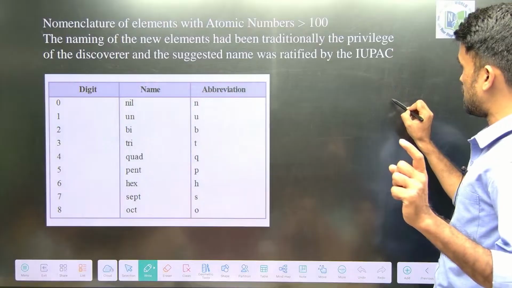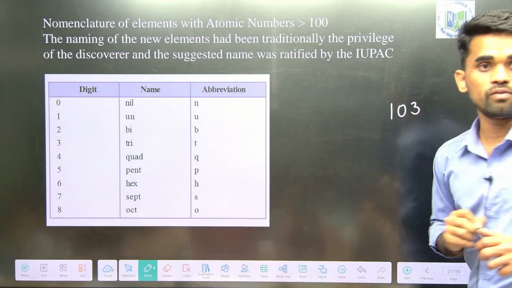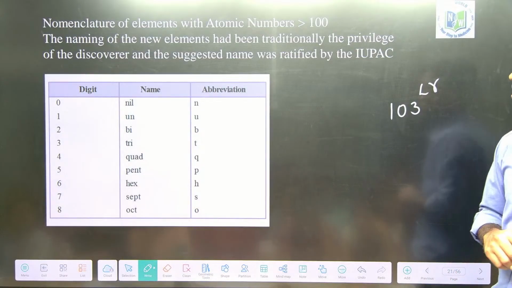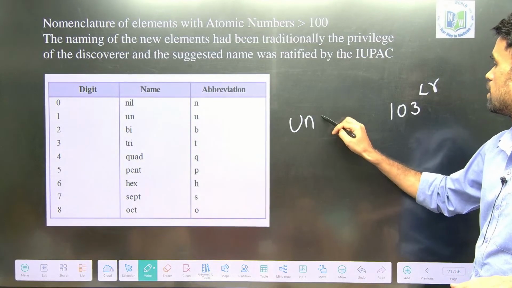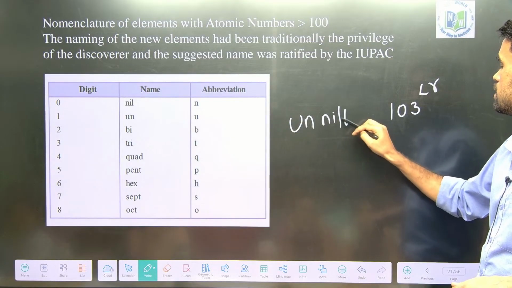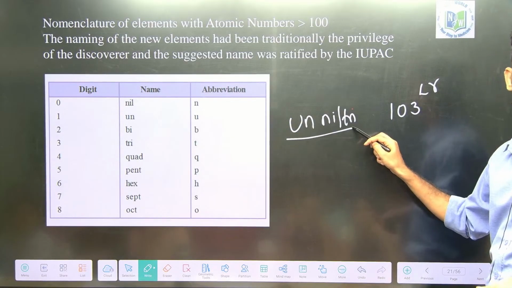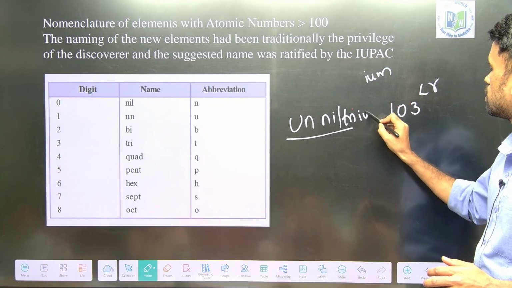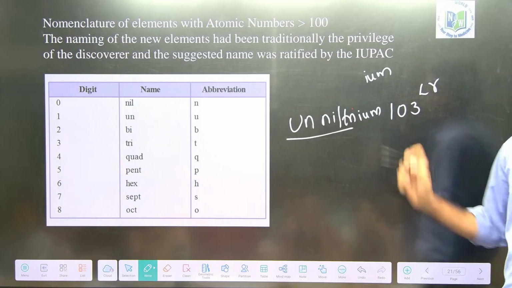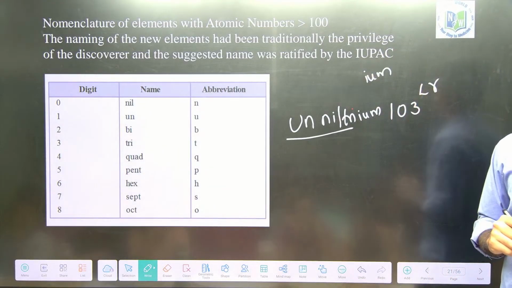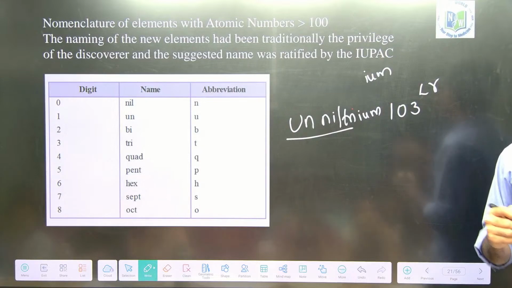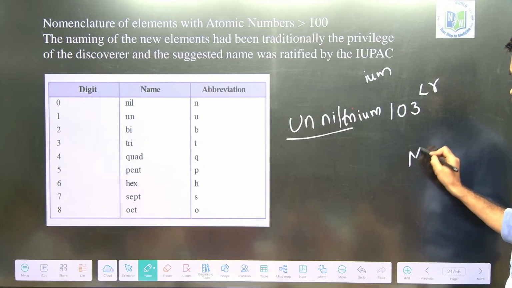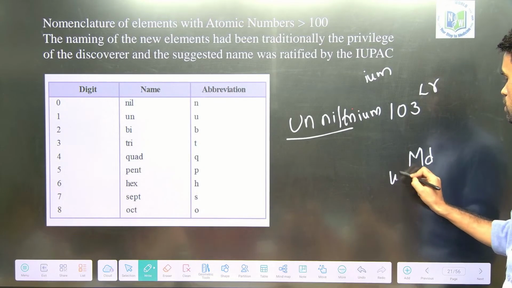So now the last element, what is that? 103, lawrencium. So the lawrencium IUPAC name? Un, nil, tri. You should write these things and end the name by adding IUM. Un, nil, trium. Okay. Now before lawrencium, what do we have? Nobelium. Before nobelium, mendelevium. So mendelevium, MD, what is the atomic number? Now tell me.